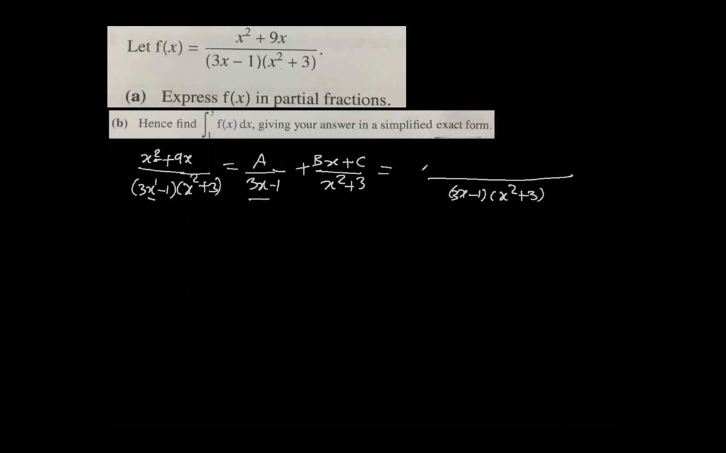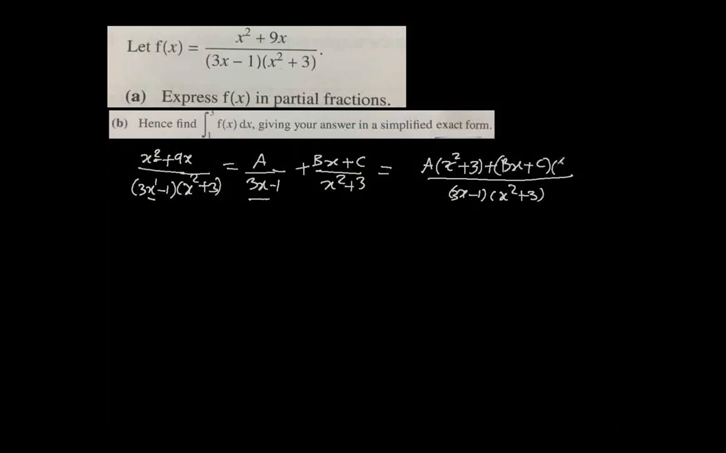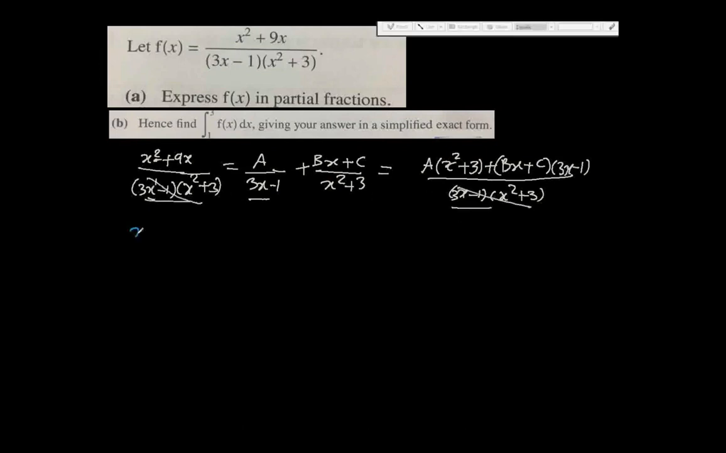To merge these two, x squared plus 3 will multiply with the numerator A, and Bx plus C, the numerator of the second one, will multiply with 3x minus 1. Now both of them have the same denominator, so we can ignore it. What do we get here? x squared plus 9x, which was this numerator, equals A(x squared plus 3) plus (Bx plus C)(3x minus 1).